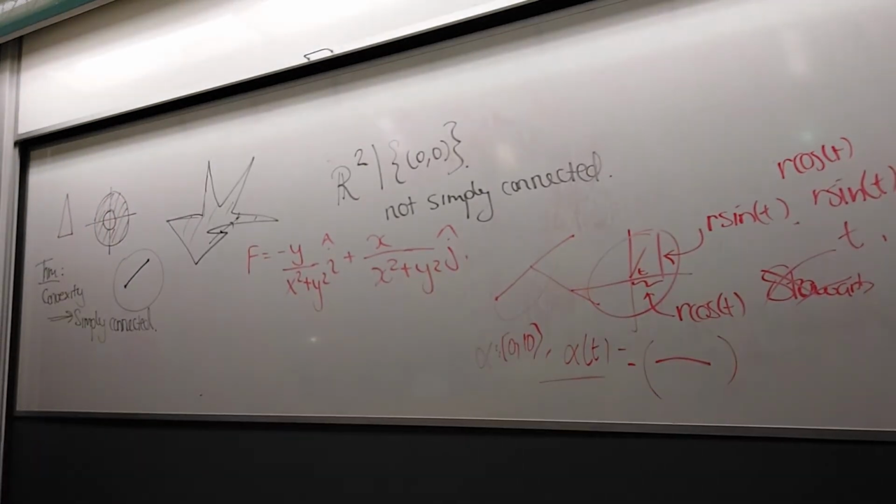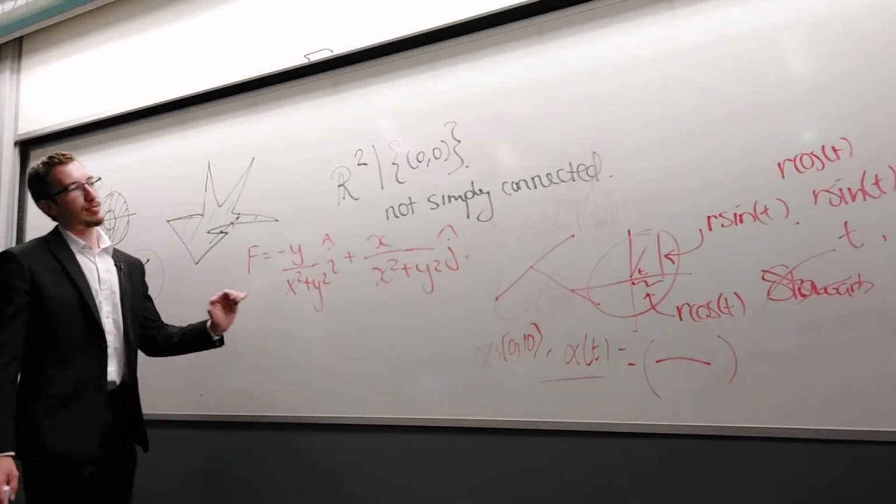The spiral, right? The domain on which this thing is defined, by domain I mean the maximal domain on which you can make sense of this, is that a simply connected region? Why not? Because it has the whole of the origin. It's R2 minus the origin. It's not simply connected. That's something to bear in mind.